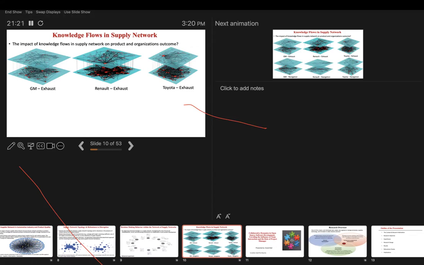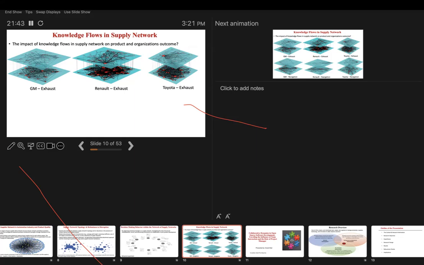Renault's exhaust system will have a supply network. Toyota's exhaust system will have a supply network. So that's the layer above at the top. But then there's a layer of patent citations that happens among suppliers and buyers in that network. How much they are sharing knowledge about a new innovation within the network. And that's the layer below.